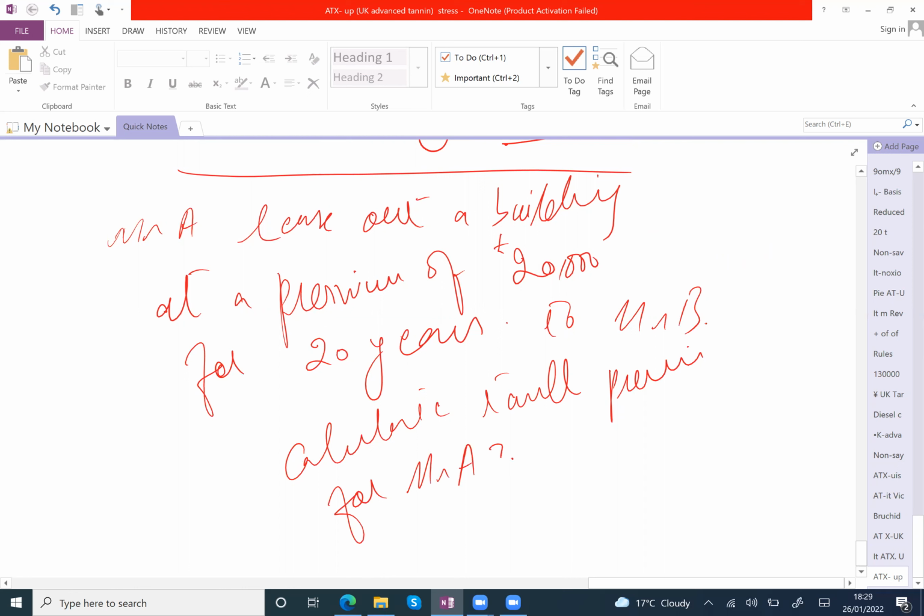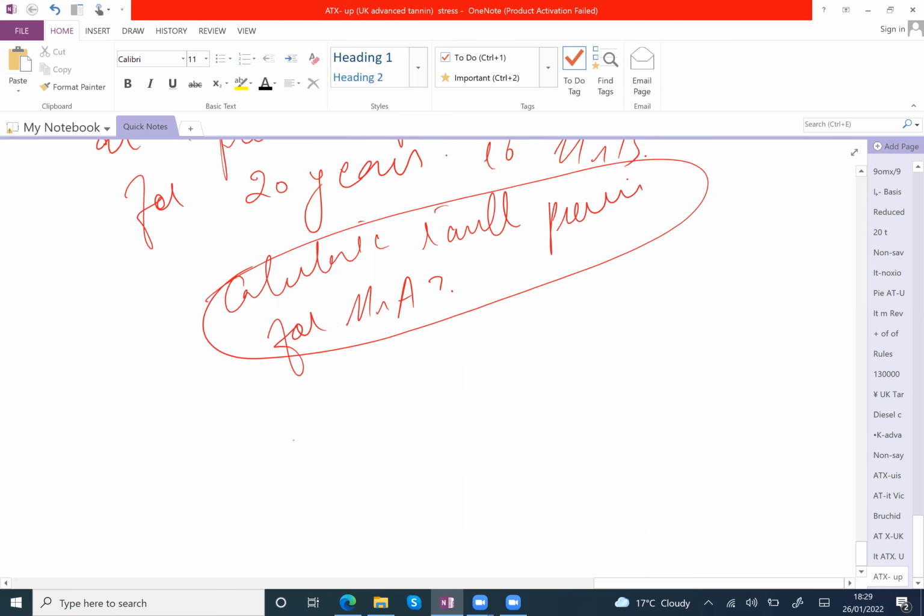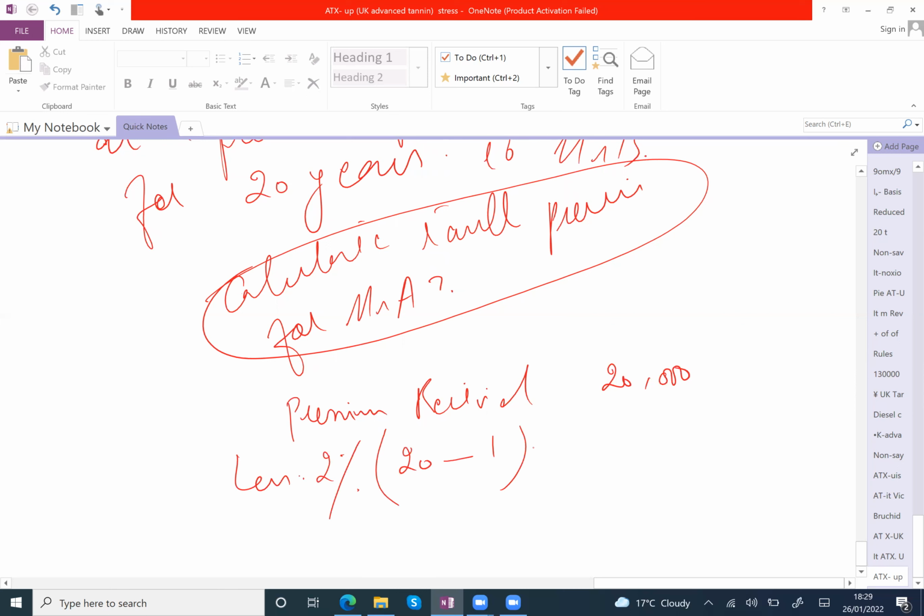So Mr. A leases out a building at a premium of 20,000 for 20 years to Mr. B, and we calculate the taxable premium for Mr. A. Okay. So how to calculate the taxable premium? Formula is premium received, which is 20,000, less 2% into n. N means 20 years, minus 1, into 20,000 premium received is equal to, please tell me the answer.